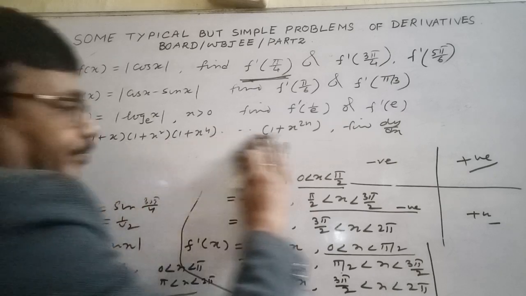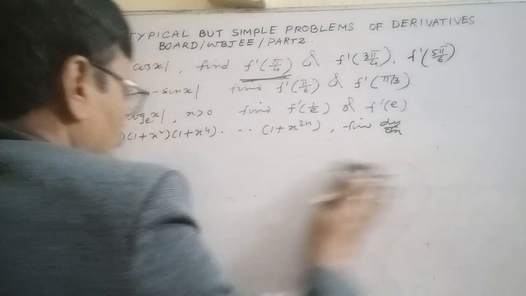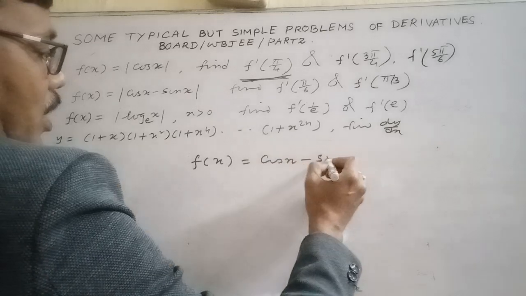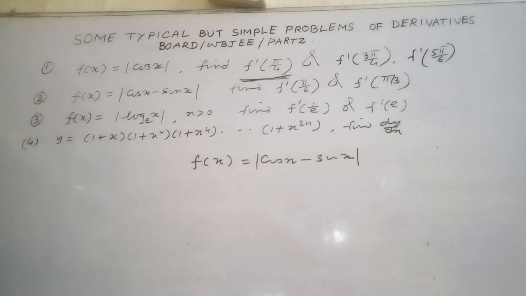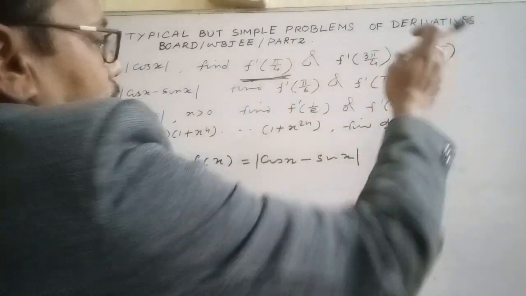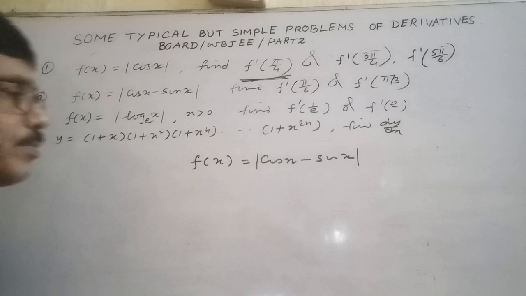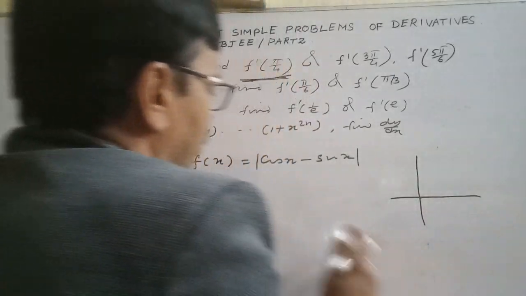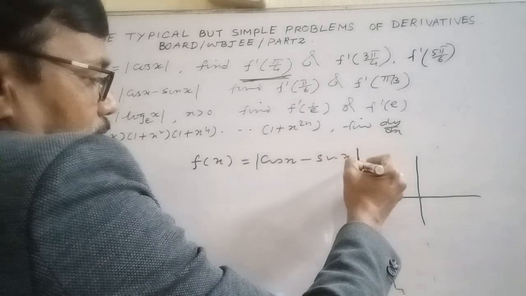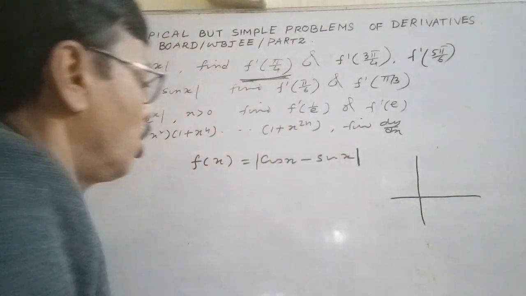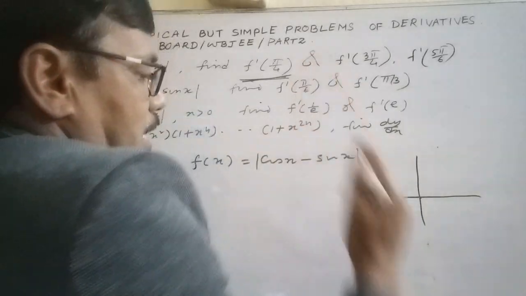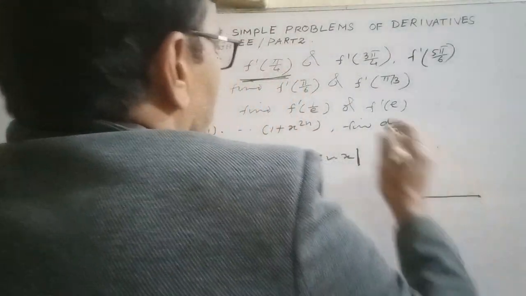Now, second one. Look, f(x) equals cos x minus sin x with mod. You have to find f dash pi by 6 and f dash pi by 3. Now we know the derivative. To find the derivative of mod, we have to omit the mod under restriction. Now here it is pi by 6 and pi by 3, so maximum pi by 3.